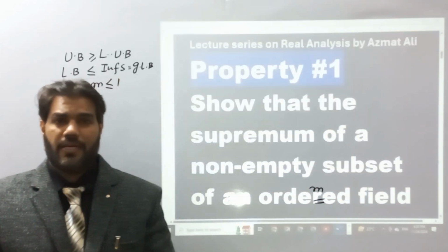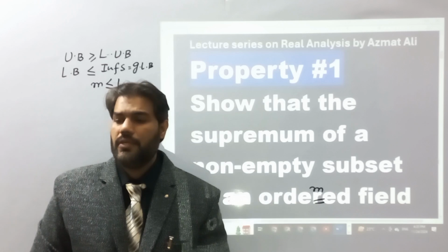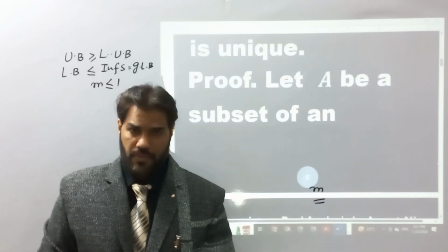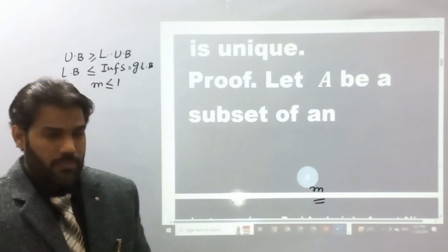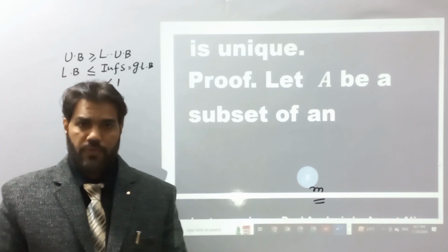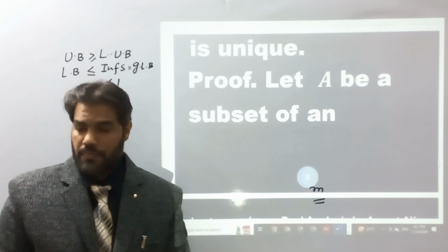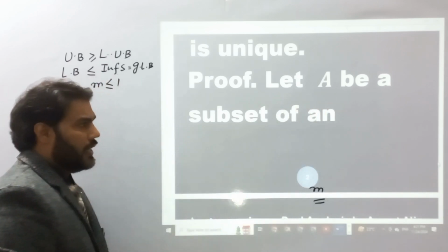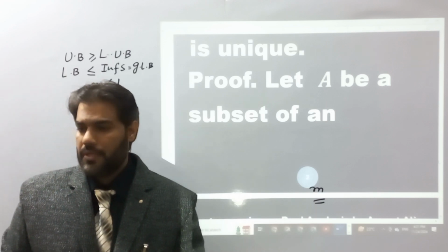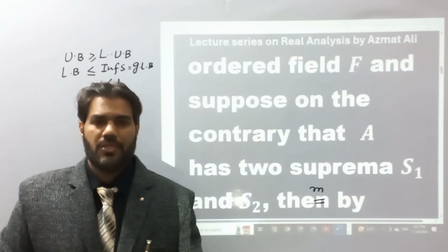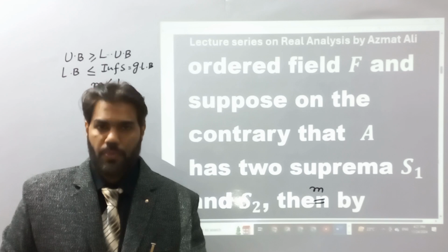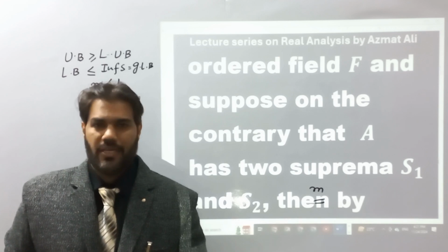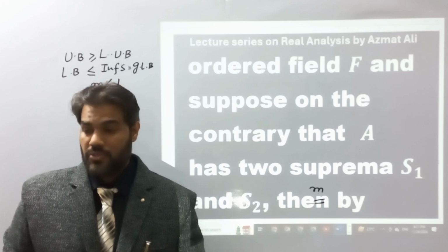The first property says: show that the supremum and the infimum of a non-empty subset of an ordered field F is unique. The supremum and infimum of a subset of an ordered field F is always unique. Let A be a subset of an ordered field F, and suppose on the contrary that A has two suprema, S1 and S2.